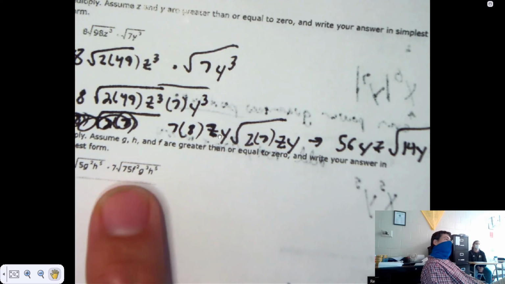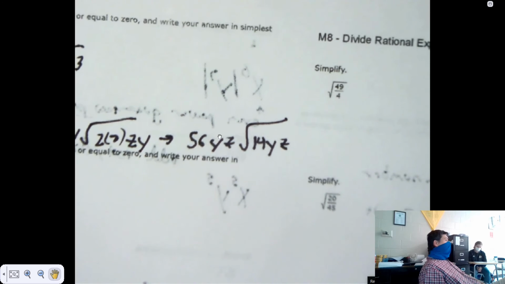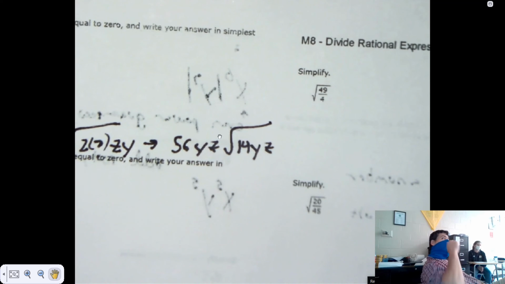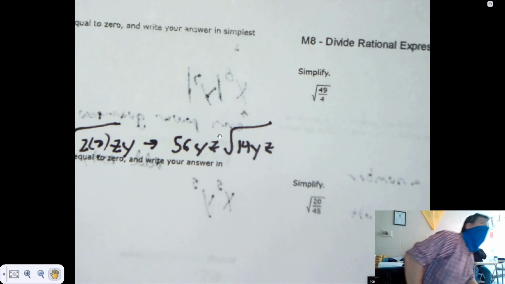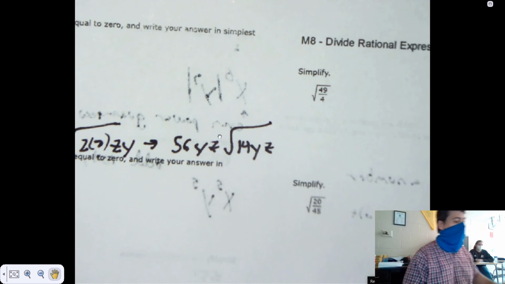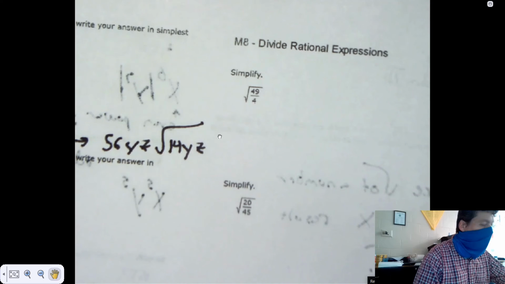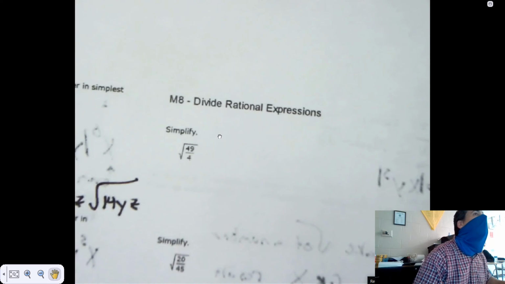You don't see this until you get into the mid-90s. Which you should try to do. You really should. All right, M8 is about radical simplification. And we're not solving for variables, so all our answers are positive. It does say simplify, which might be a big deal on some of these examples, and we'll talk about that when we get to it.